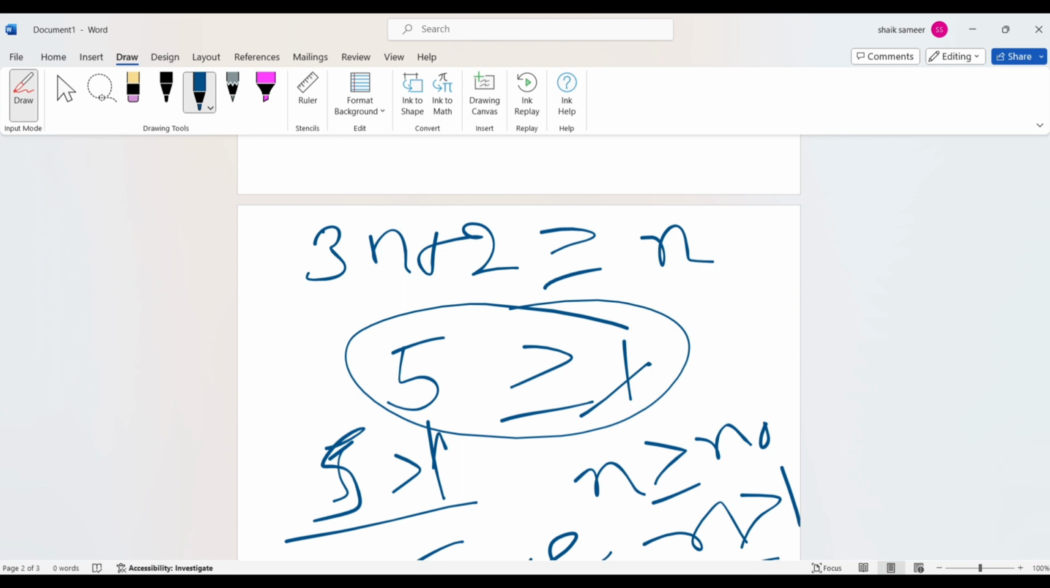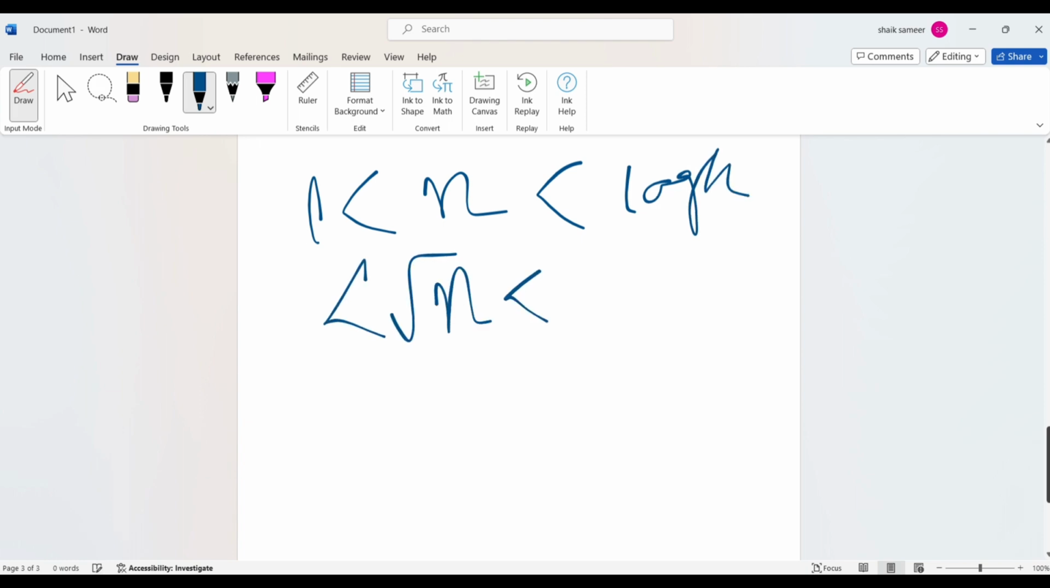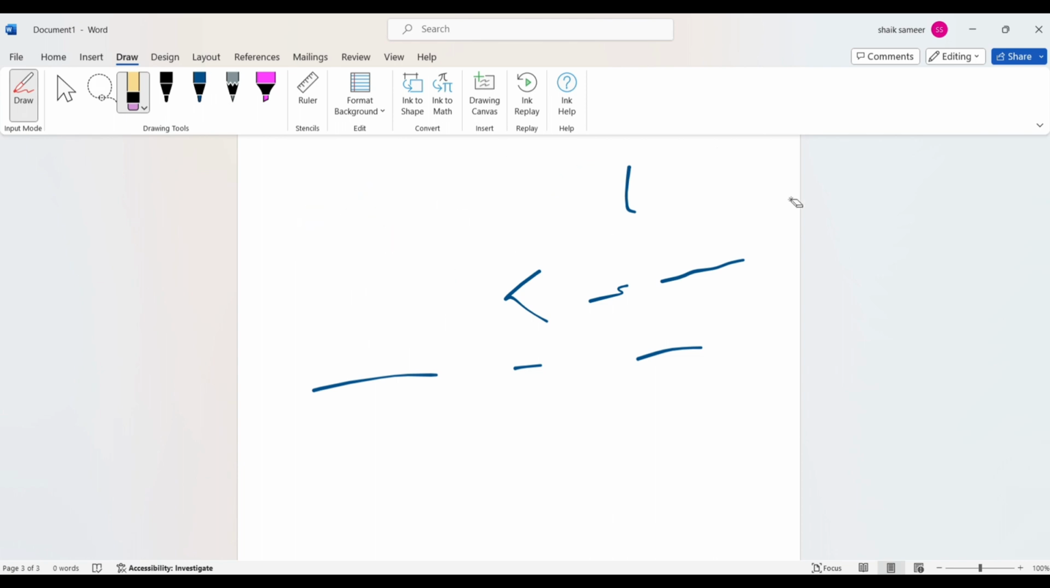Before going on, I will explain one thing in this slide. I have explained the performance classification, that is an order: 1 less than n less than log n less than root n less than, and so on. I will write that performance order now, because we solved a problem related to this in big O notation. Once again observe this one.